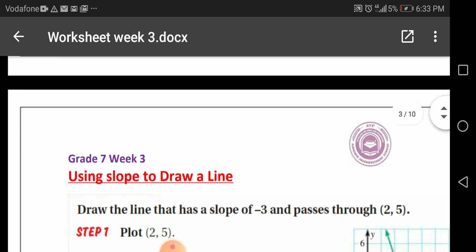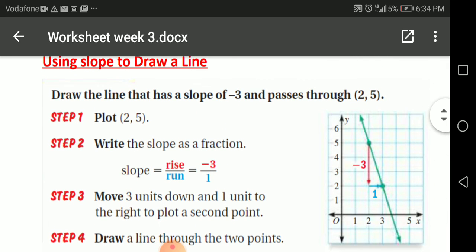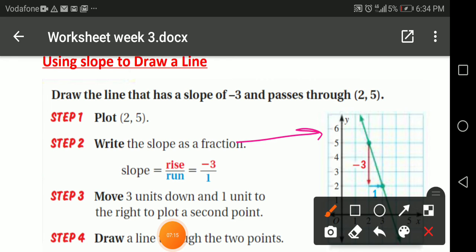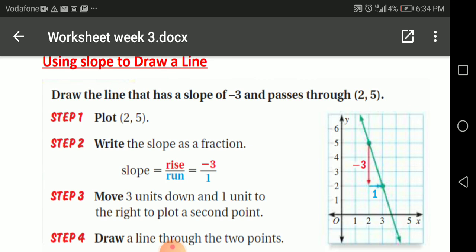Okay, we have now using slope to draw a line. This is a very interesting lesson, guys. So listen carefully. Draw the line that has a slope of negative 3 and passes through (2, 5). So the first step: can we see this diagram here? This is my coordinate plane. I have y and I have x. After drawing y and x, what should I do? He asks me to plot (2, 5).